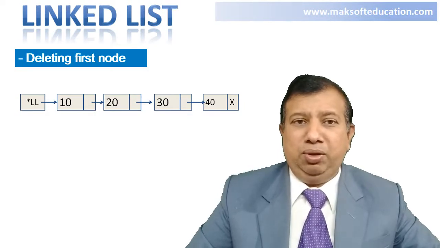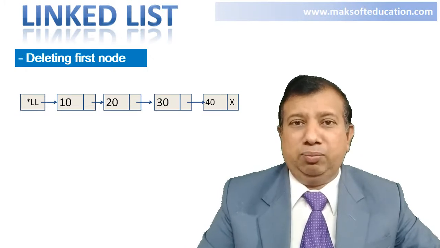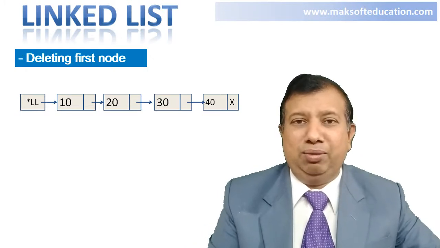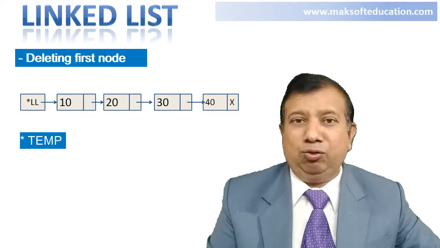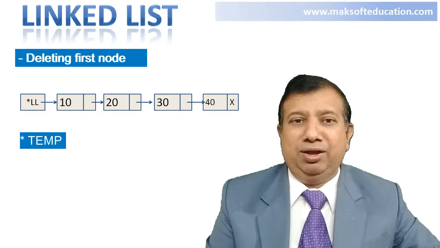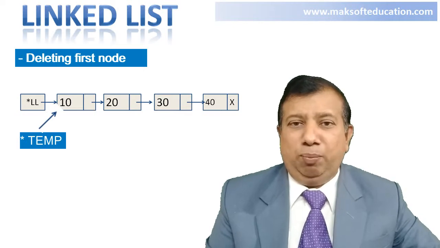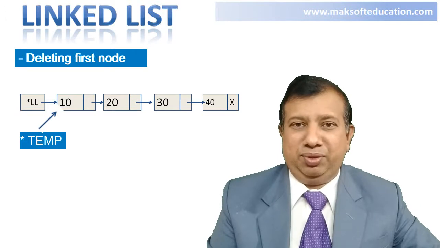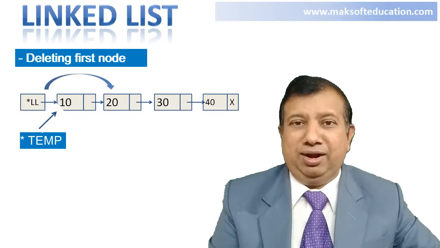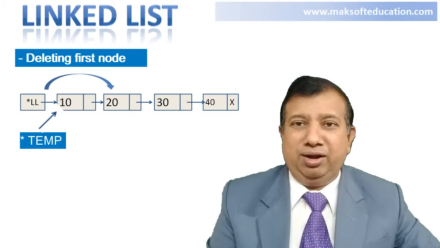So copy the first node to another pointer, that is temp. So create a new pointer variable, node, and then copy the address of the first node in that newly created temp variable. Then copy the address of the second node in the linked list pointer. That means what? The first node will get detached from the linked list, and once it is detached, you can remove it. So now let us write the algorithm for it.